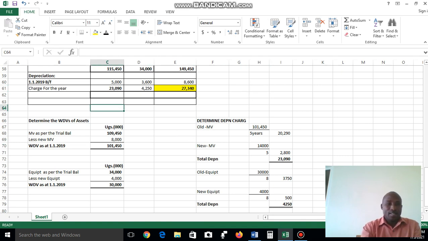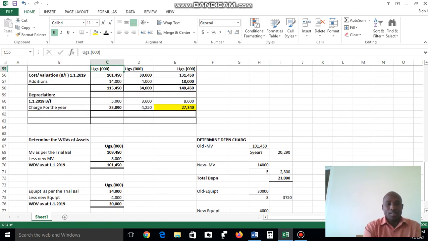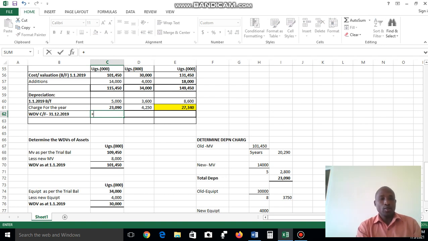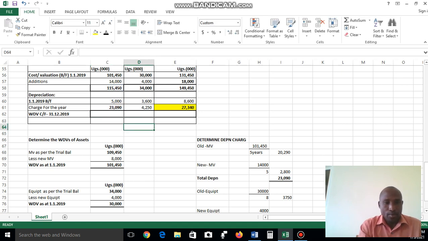So now let us see the carrying amount, the written down values carried forward. This will be at 31st December 2019. So to get the written down value at close of the year, we shall get this minus this. In other words, wait, there is something.